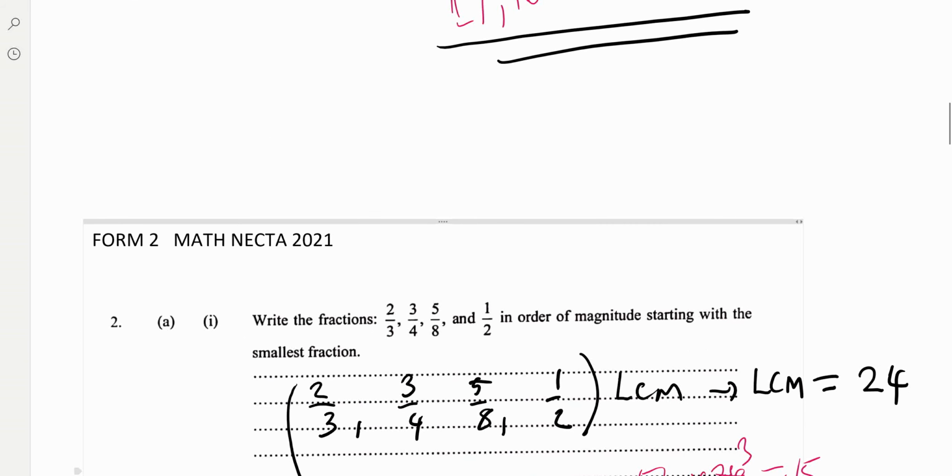Going to question number 2B, Necta 2021. Subtract 0.02 repeating of 270,000 from 36% of 50,000 shilling. First of all, we're going to convert 0.02 repeating into fractions.